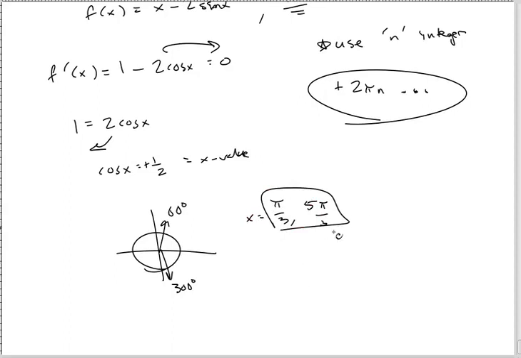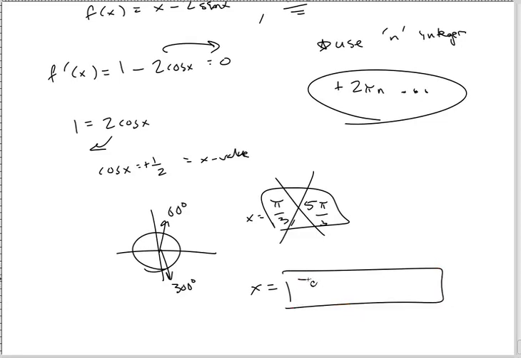I type them in and they go, you're wrong because... Yes, I made my box much bigger. 2 pi n. You have to add the 2 pi n to both of these guys because that's what they want.